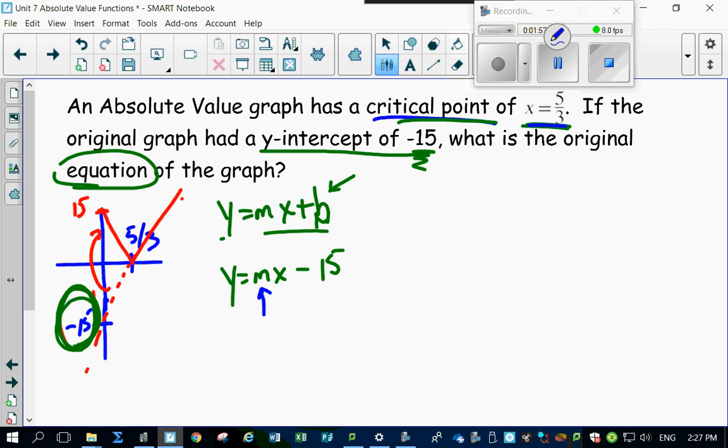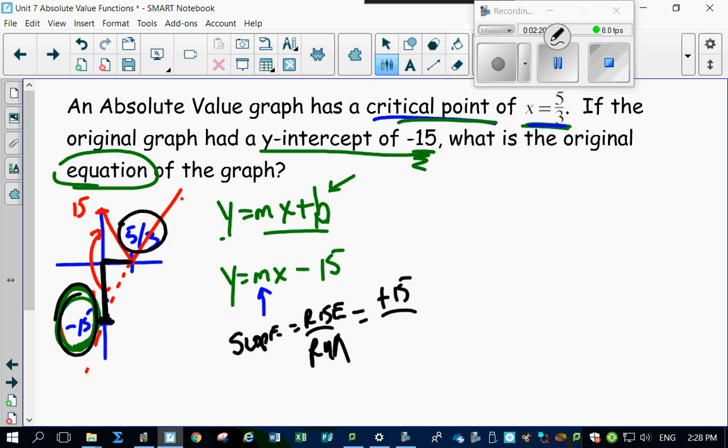Well, think about this. To find m is actually quite easy because I'm starting here at -15, and you know that the slope is the rise over the run. So I'm starting right down here and I'm going to go up 15. So my rise is up 15. My run is over 5/3, because these two points, this one and this one, have to be on the line. So my rise is 15, my run is 5/3.